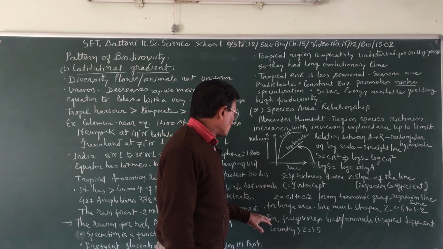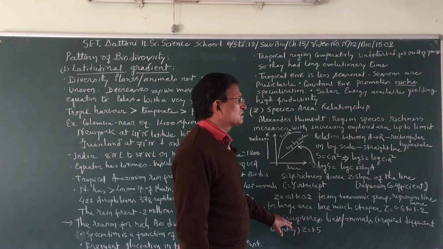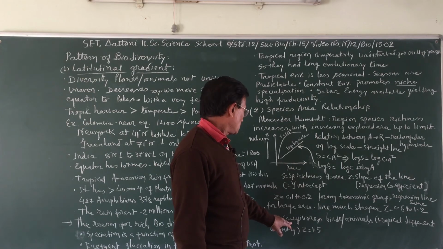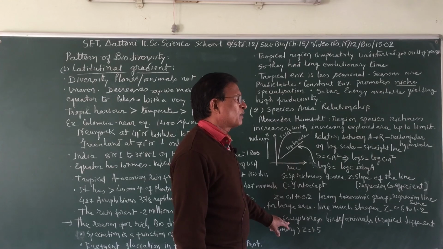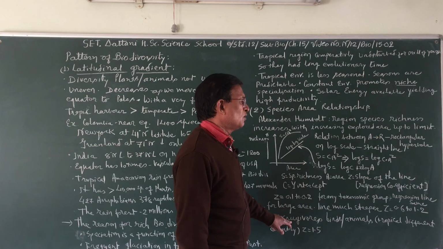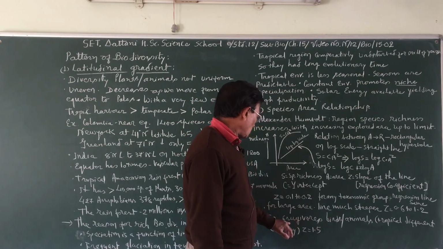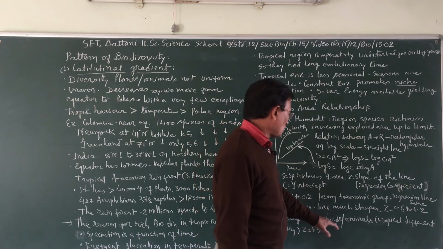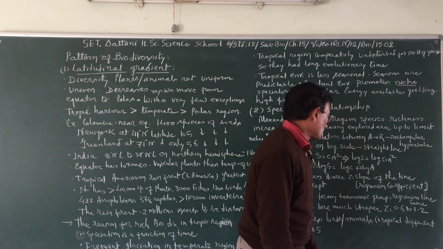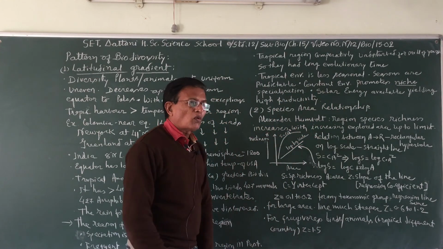For frugivores, that is, those who live their life by eating fruits. Omnivores, carnivores, those birds and animals which live their life by having fruits as their food are called frugivores. For frugivores, birds and animals in the tropical regions of the country, Z is found to be 1.5.